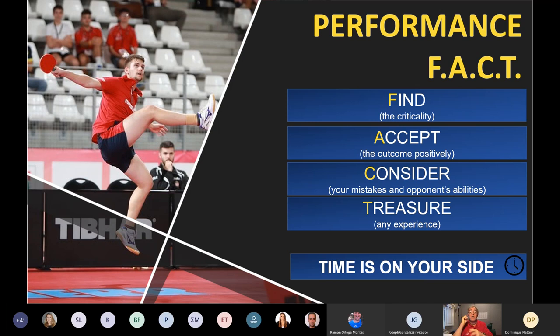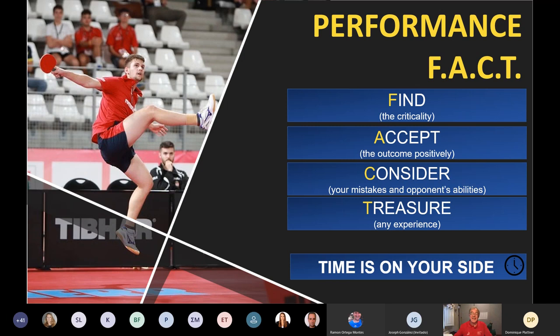We cannot just go off the court and say, it's my fault. I should have done this, I should have done that. Why did I play that backhand, I should have played the forehand. And then maybe the opponent did something great, you know. So we have just to consider, at least to consider. That's why I put C.